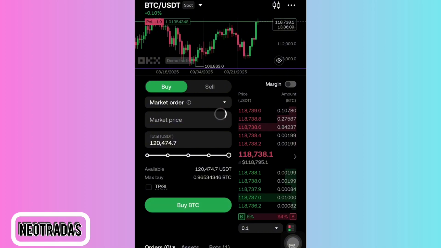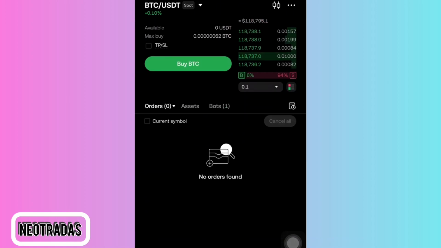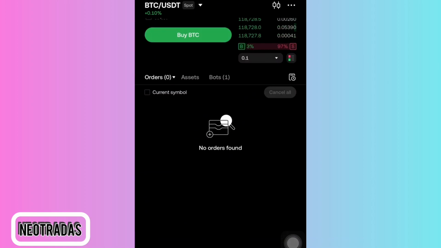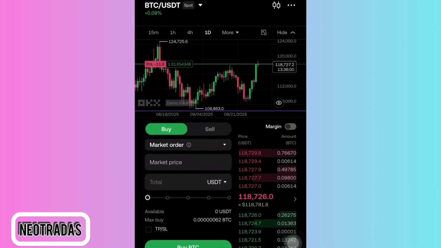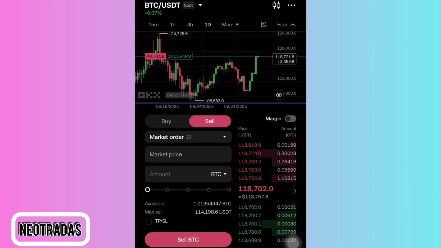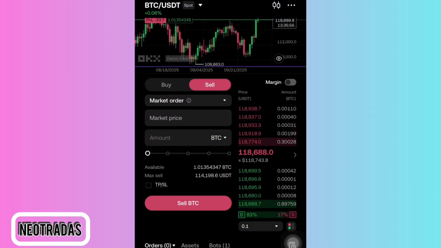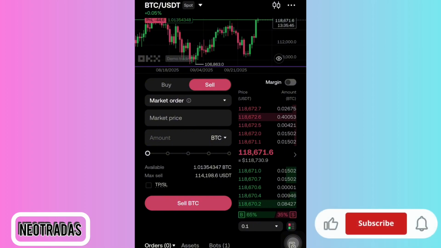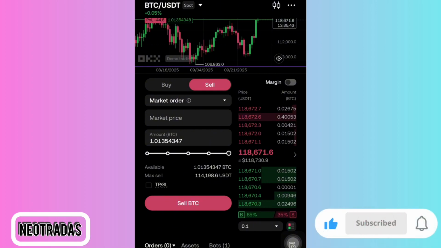As you can see, automatically it's bought, and when we scroll down, we don't have any other details below. But when we head to our sell section, you will see what we bought being available here. Now you can use the same method to sell your position. You simply have to choose the amount of BTC. You can choose to set 50% of it, or I'll choose 100%. Now I'll tap on sell.